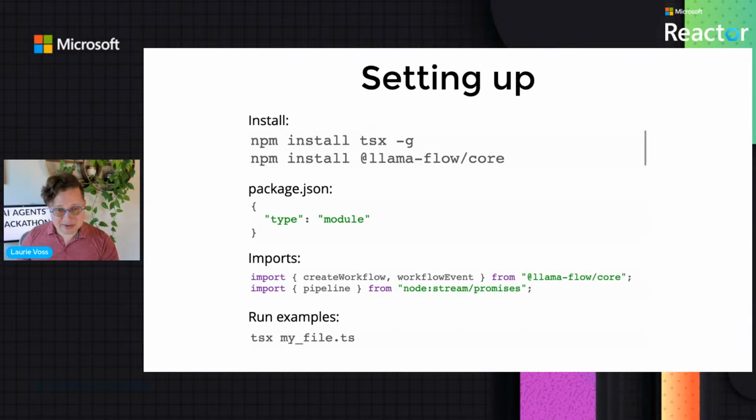First, let's get some basics out of the way. We're going to be using TypeScript, so we're going to use TSX to run it for us. The workflows are in a package called LlamaFlow Core. We want to use top-level await in these examples, so we're going to add type module to our package.json. We need only three things for a basic workflow: create workflow, workflow event, and pipeline to handle the output. If you're in the repo, all of this stuff is taken care of for you already. You just need to run those 2 npm installs.